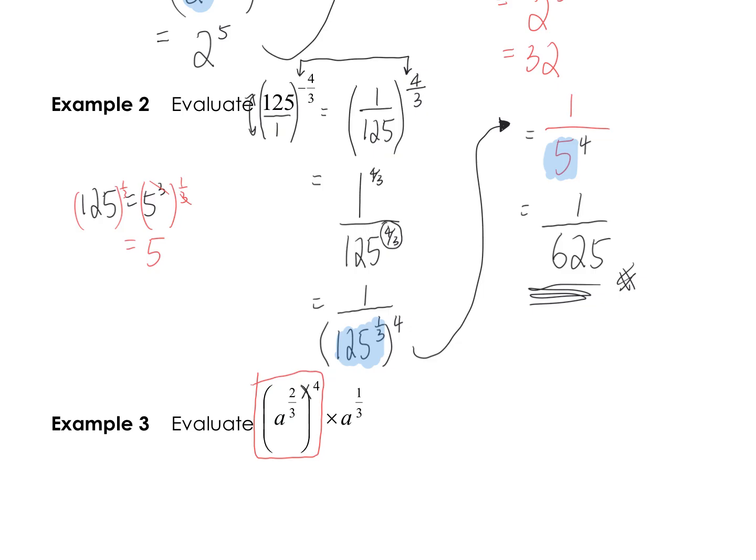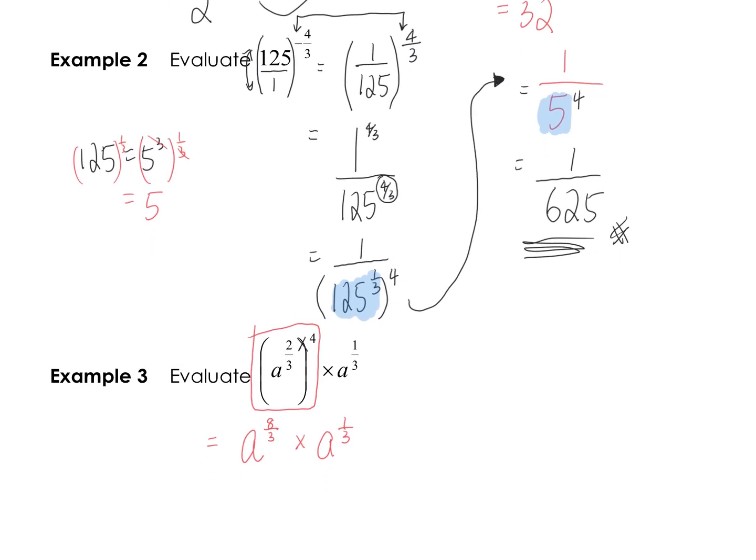A to the power of what? 8 over 3, right? And then what do I do next to the 2 powers? Add them up. So it's just A cubed. 4A. 2/3 times 4, you get 8 over 3.